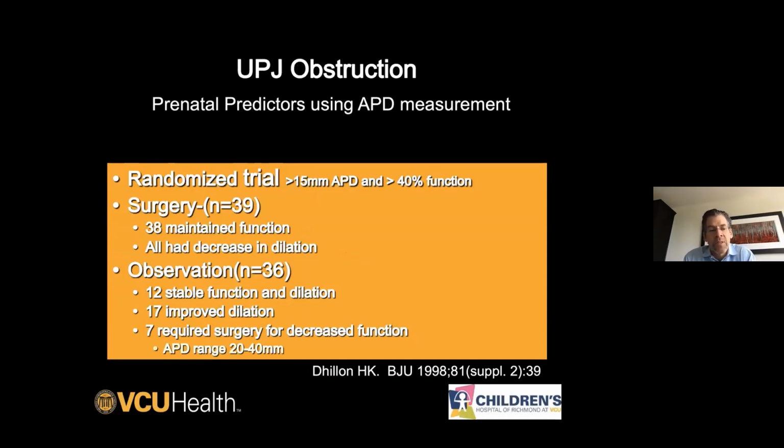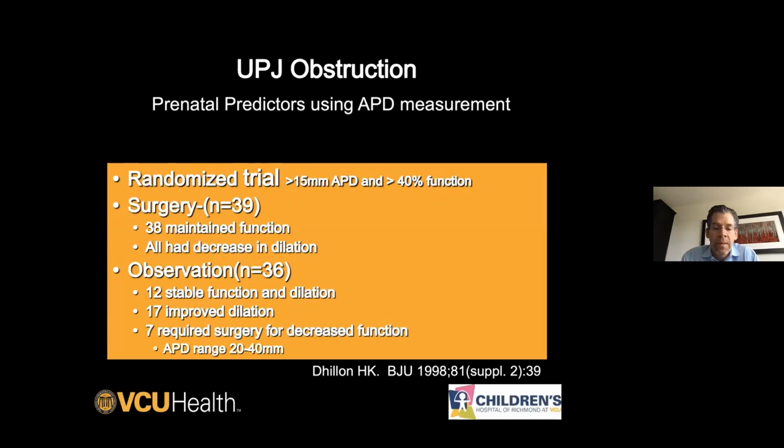So I think it's always helpful to look at studies historically, and this study by Dr. Dillon came out from Great Ormond Street when I was a resident in 1998. And this was kind of the hallmark study that allowed us to hang our hat on a certain value, APD measurement, that we could use to predict those that may need surgical intervention. So this was a randomized trial that was set up, and the inclusion were patients that had greater than 40% function, or they had surgery if they had less, and then 15 millimeters of APD.